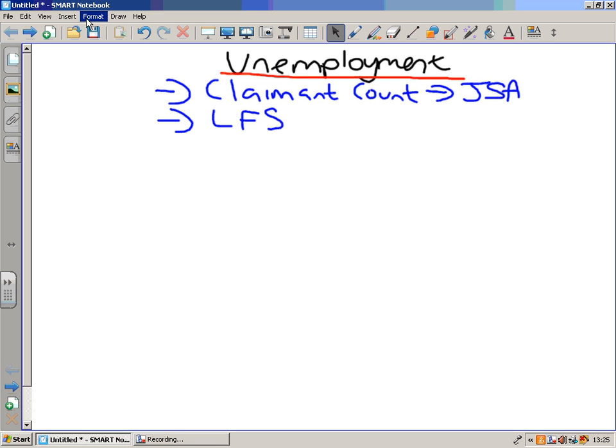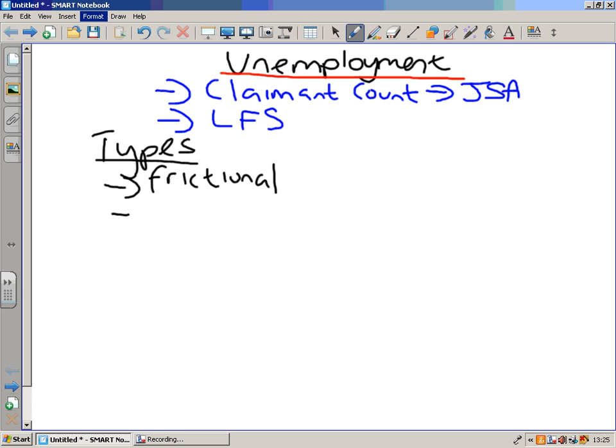Let's think now about different types of unemployment. You've got to be aware of the following types of unemployment. We've got frictional, structural, and cyclical. These are the three main types of unemployment that we talk about in economics. There are more which we'll talk about in a minute.